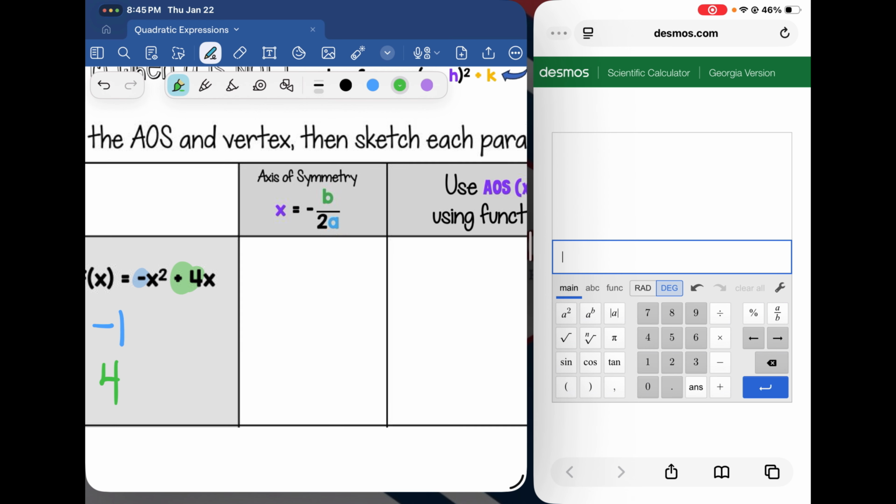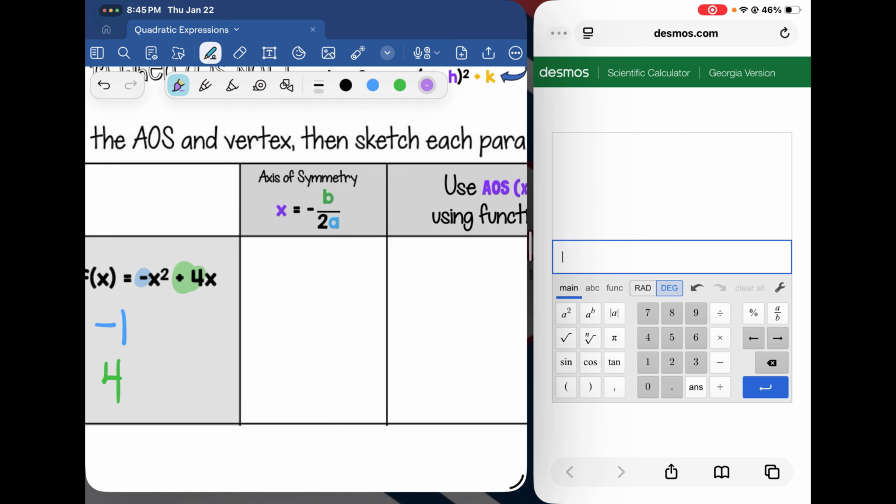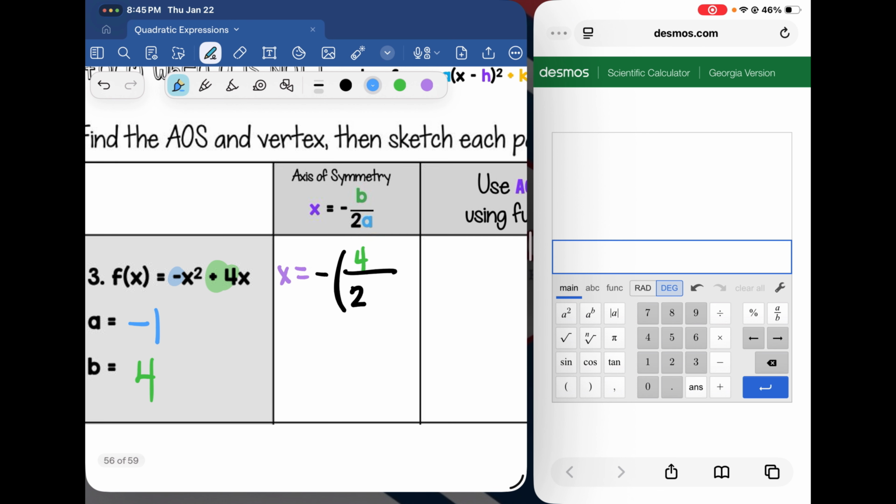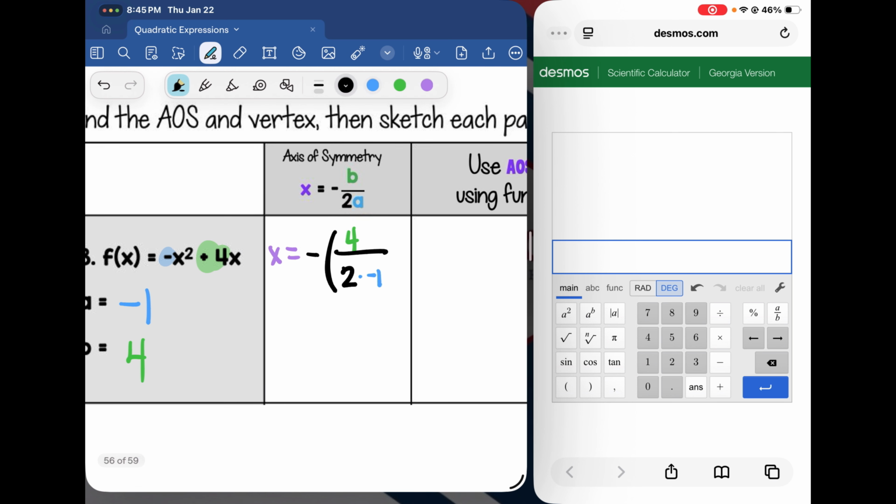So I'm going to use my formula so I can find my axis of symmetry. The line is going to split the parabola in half. So we get x is equal to negative times my b, which is 4, divided by 2 times my a, which is -1. Close my parentheses. Use your calculator to find the value of x. And you should get x is equal to +2.